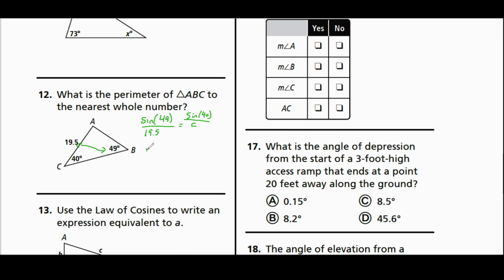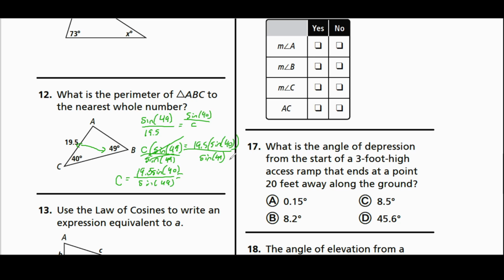So here I'm going to have C, that's a really bad C, times the sine of 49 when I cross multiply is equal to 19.5 times the sine of 40. If I divide both sides by the sine of 49, this will cancel, and I'll be left with C equals 19.5 times the sine of 40 over the sine of 49.